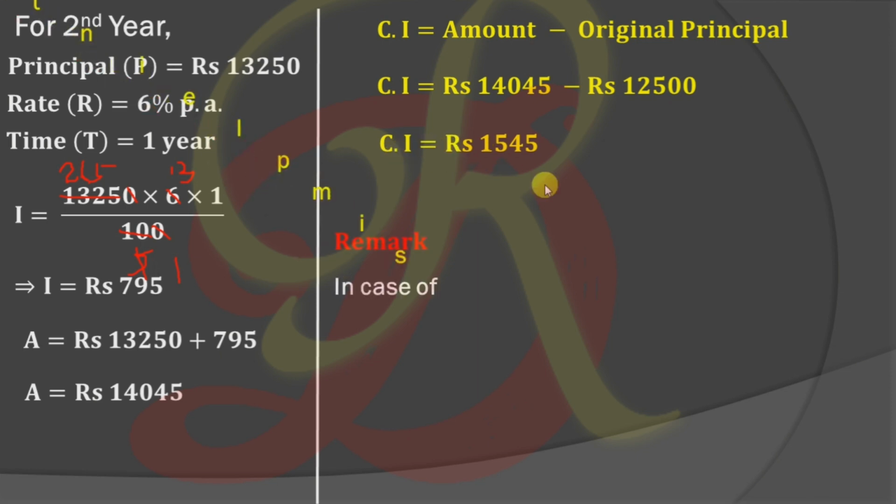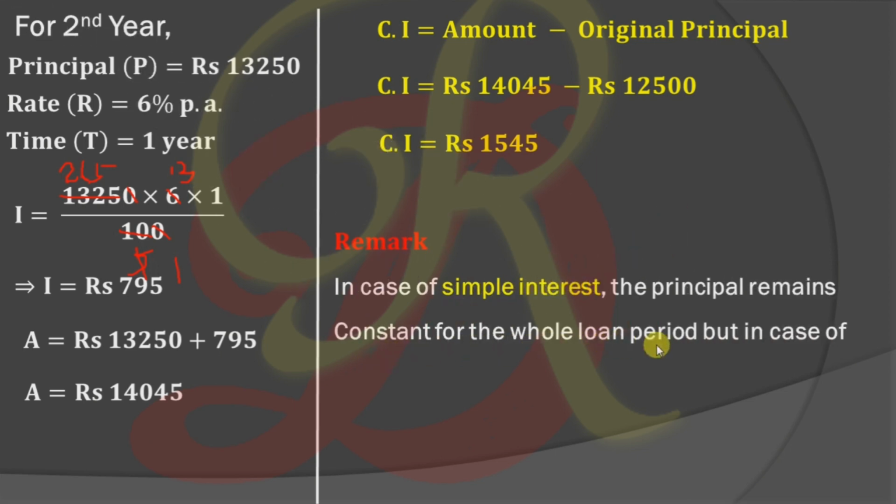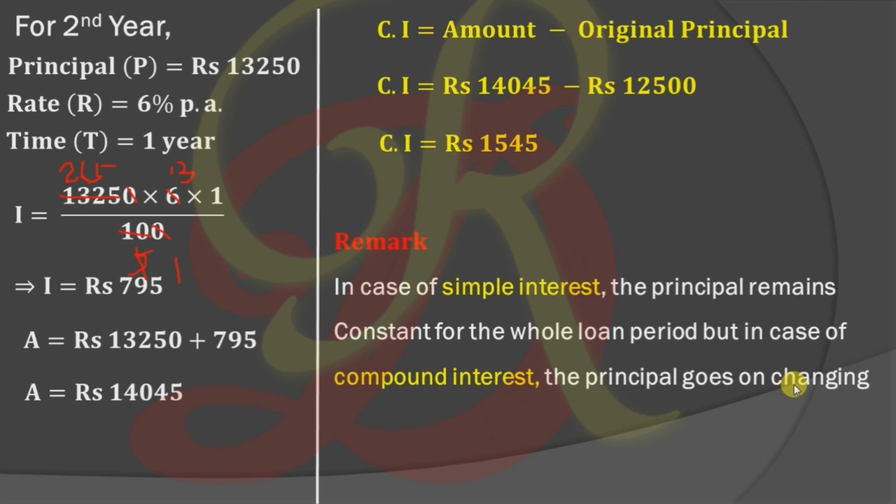Now what is the difference between compound interest and simple interest? In case of simple interest, the principal remains constant for the whole loan period, or for the whole transaction our principal remains the same. But in case of compound interest, the principal goes on changing. As we just came across, in the first year principal is equal to 12,500, in the second year it is 13,250.